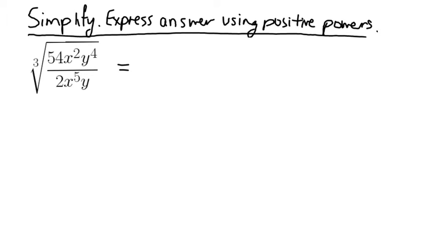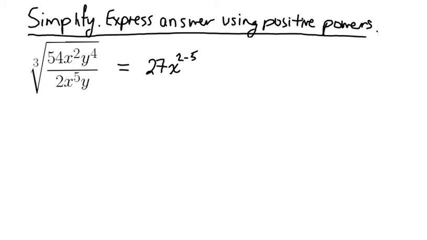54 divided by 2 is 27. Now that we have our numerical values figured out, we'll go ahead and work with our variables. Since there's division happening here between our x's, we can subtract the powers.